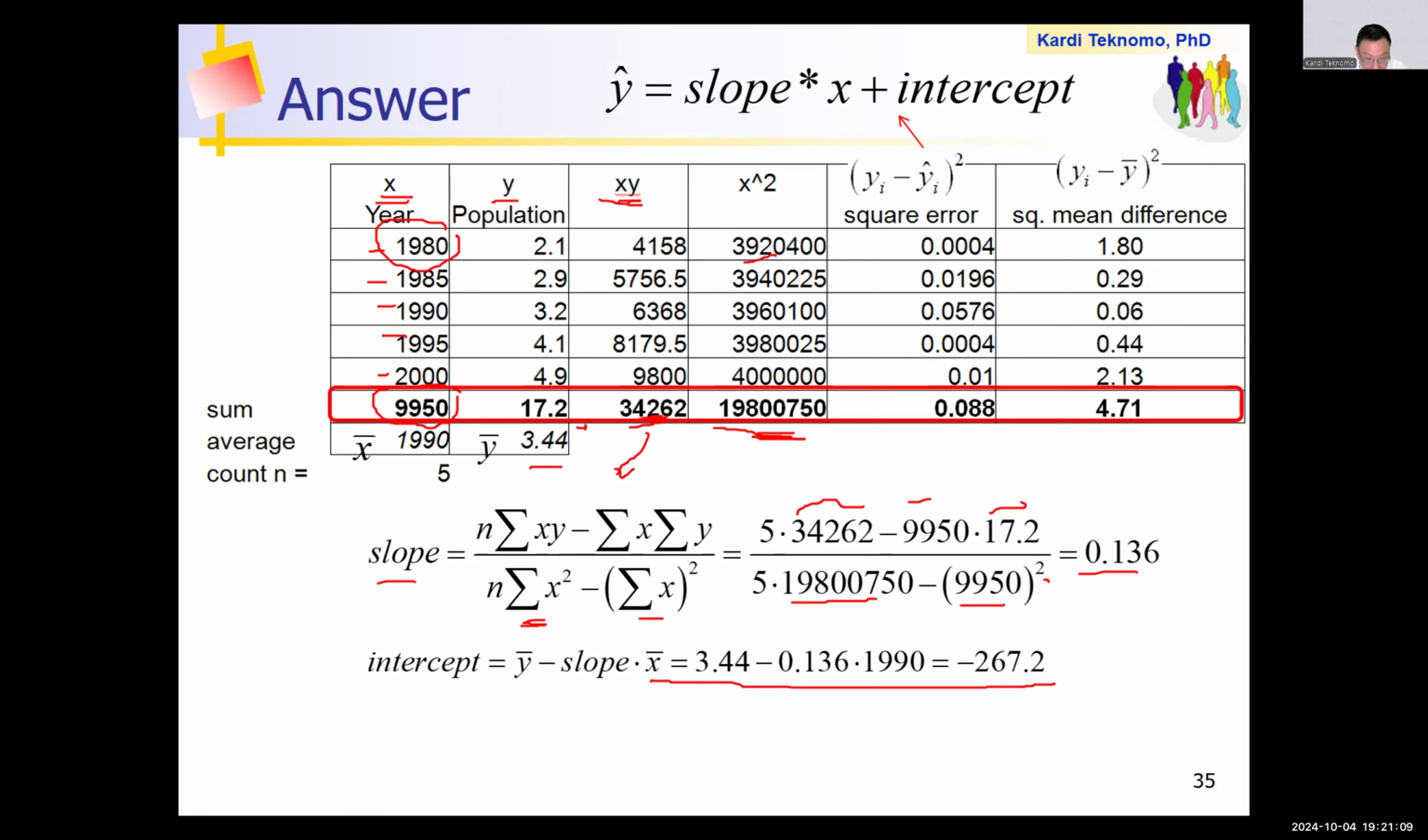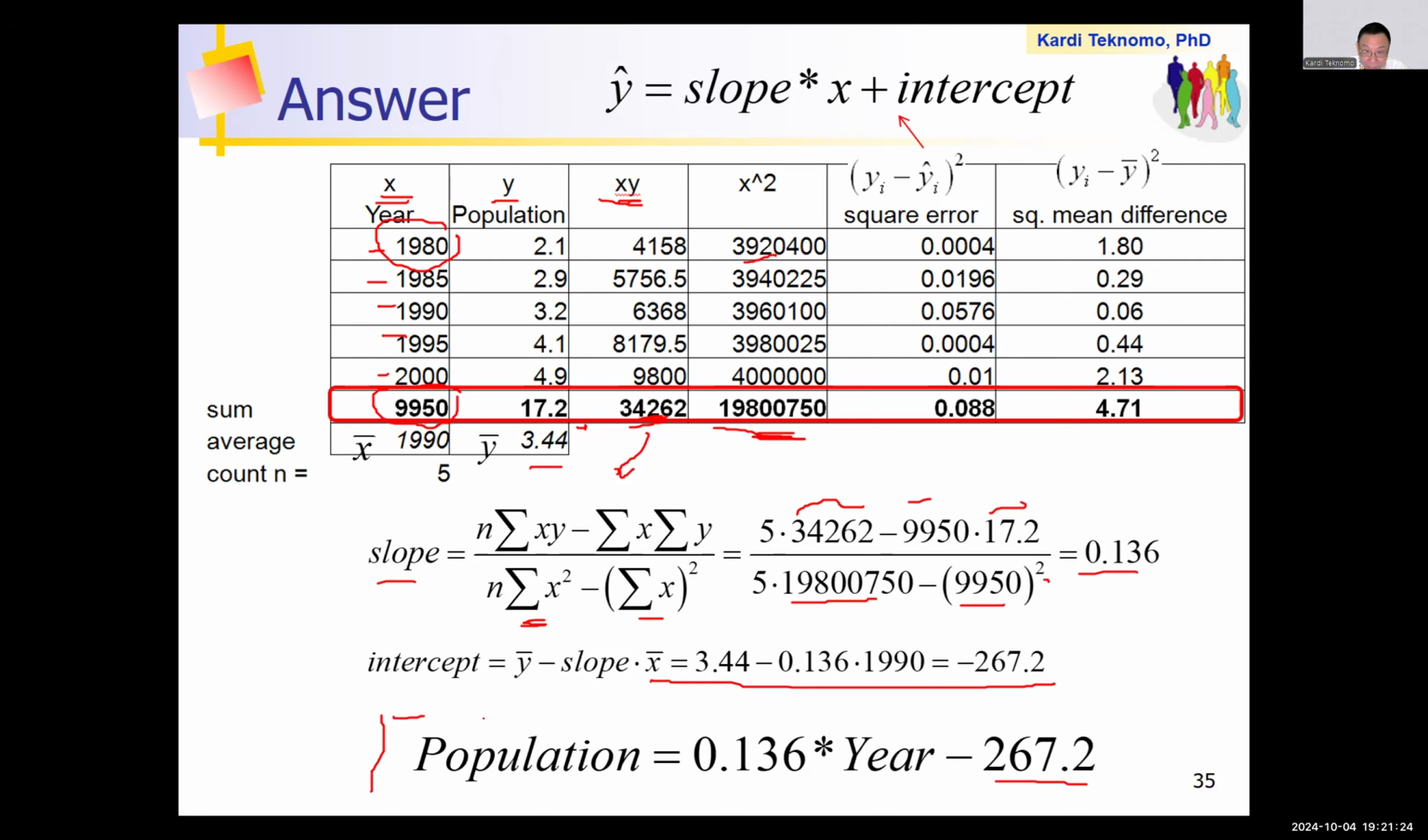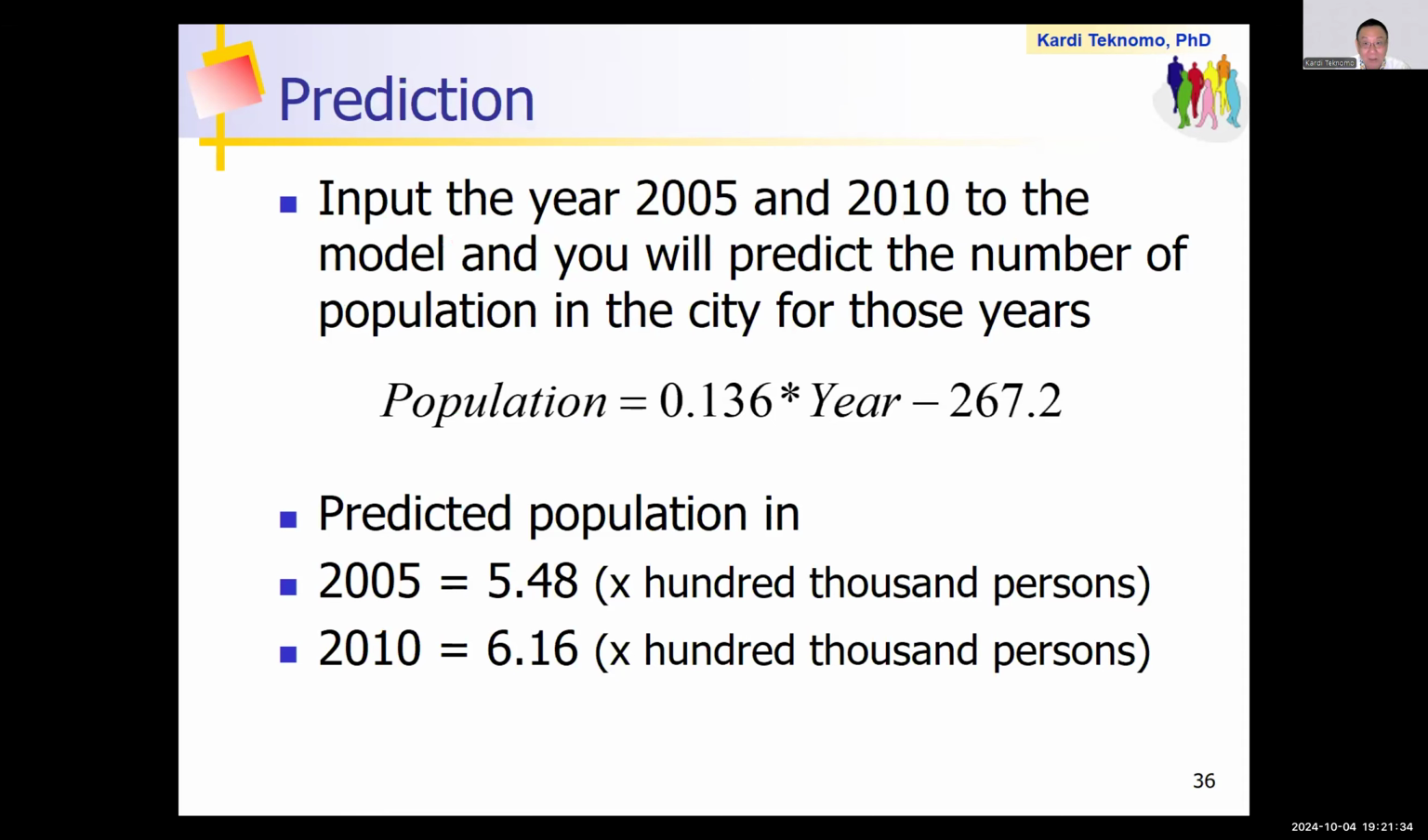So then the model is as simple as this. Population is the slope multiplied by the year, plus the intercept. So this is the model that you have. Now, understanding the model, this is level 1. Now go to level 2, which is to predict.